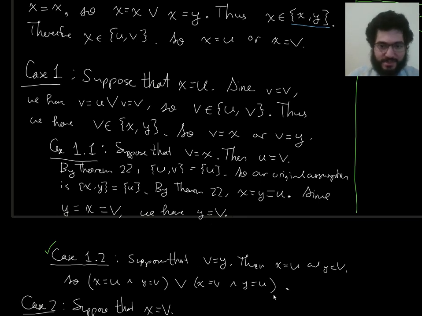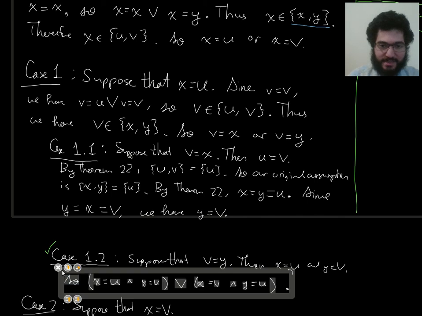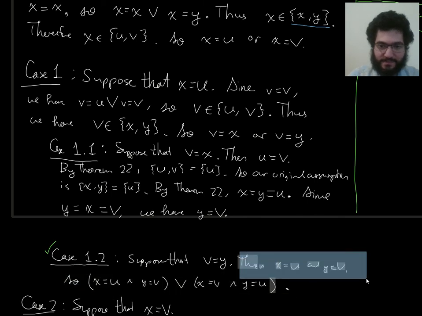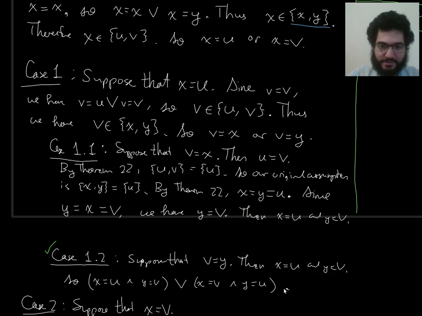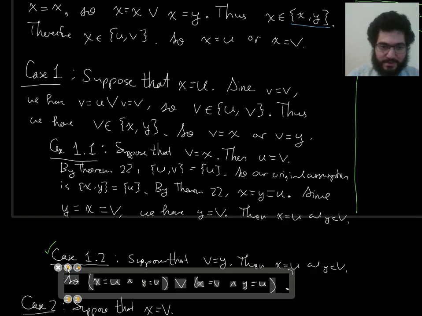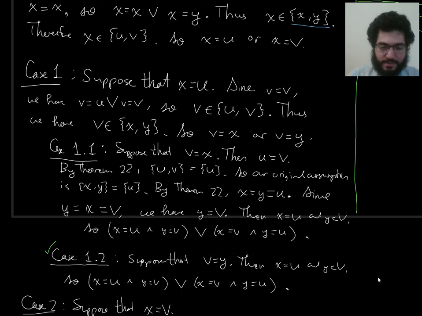So now I can just basically say the same stuff that I said here. Then x equals u and y equals v. So either x equals u and y equals v or whatever. And that's what I want to reach. This is the conclusion I want to reach at the end of every case. So that's it for case 1.1.